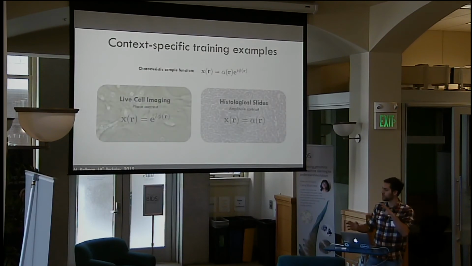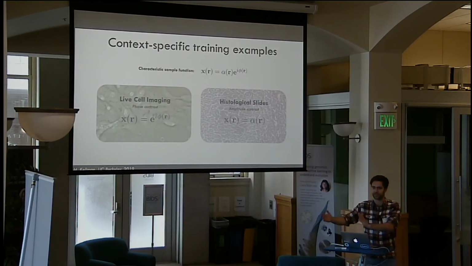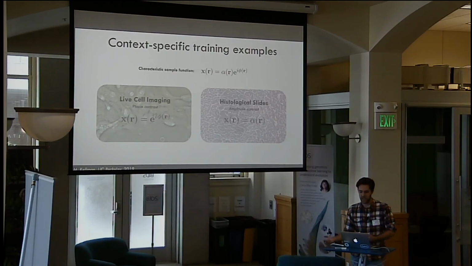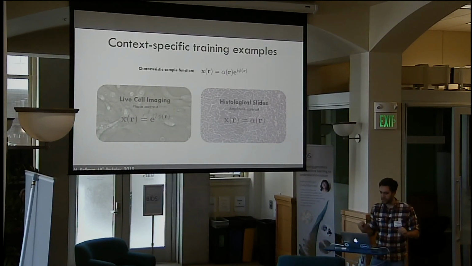Another aspect to consider is what data do you train on? For this, we highlight two applications. Live cell imaging, where the samples are predominantly phase images, and histological imaging, where the samples are primarily stained and are amplitude images. Because the two applications are inherently different, we're interested in learning context-specific designs that are individual for each of them. And so in this setting, we simulate separate data sets for the measurements, and then we'll learn separate encoding schemes for each of them.